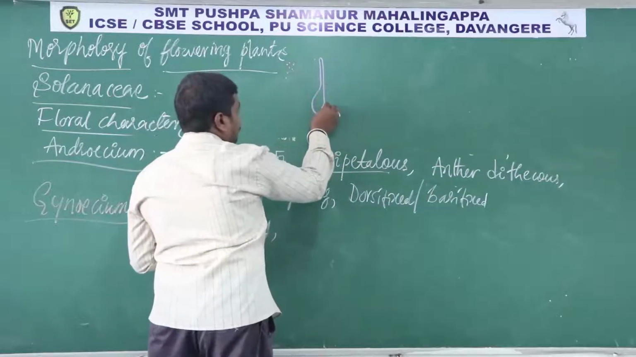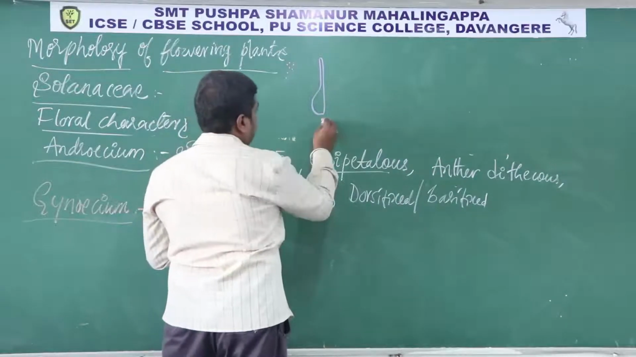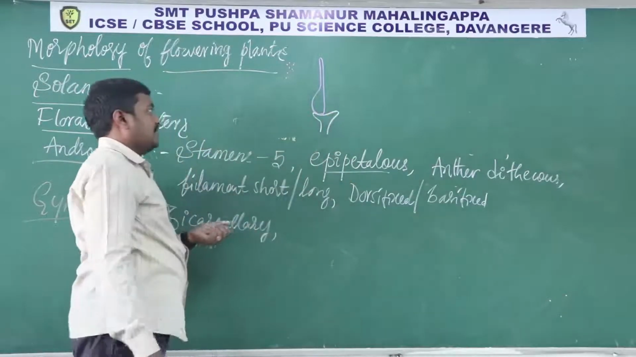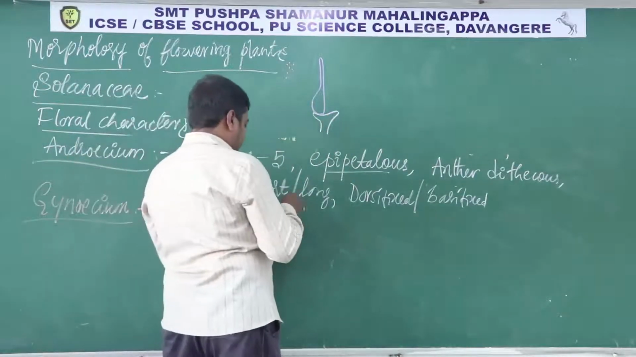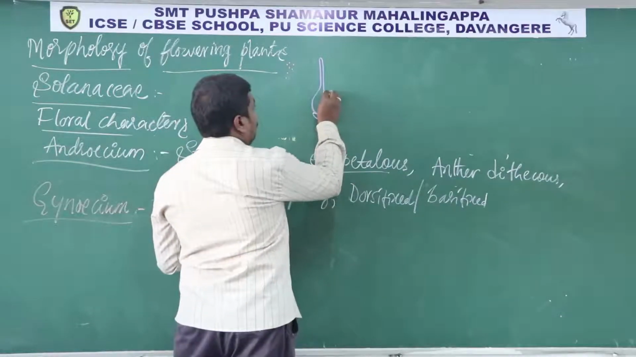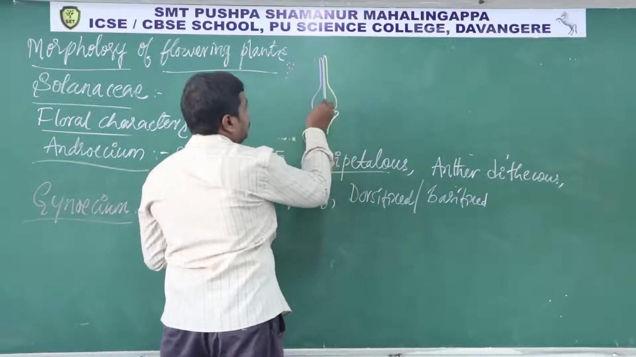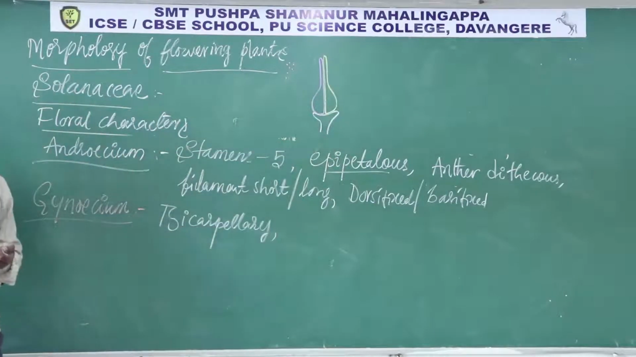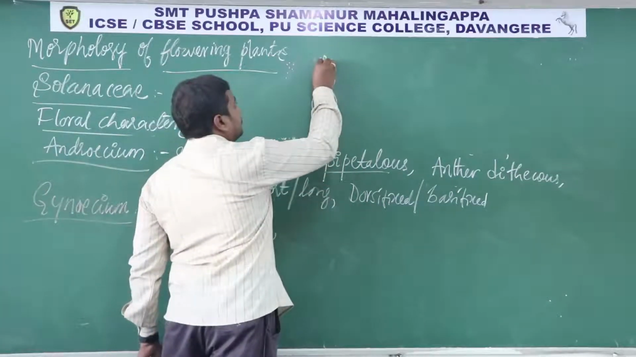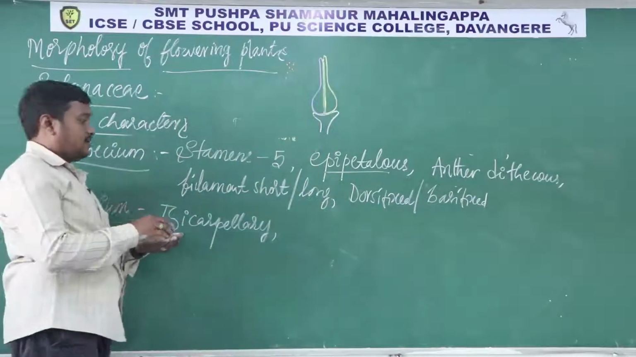So two carpels means, this is one carpel and it is situated on the thalamus, like this. And one more carpel, since it is bicarpellary. So this is one more carpel. This condition is called bicarpellary, and both the carpels are fused. Here the two are stuck together. We cannot separate them. So they are called bicarpellary.